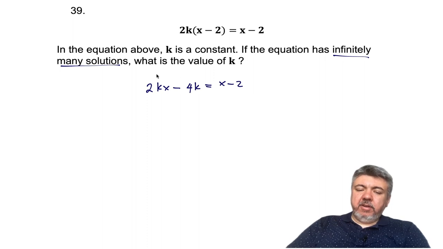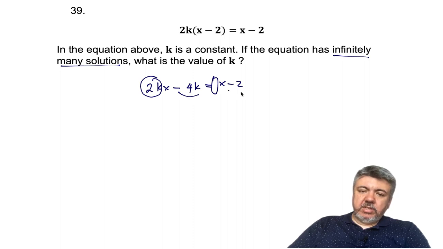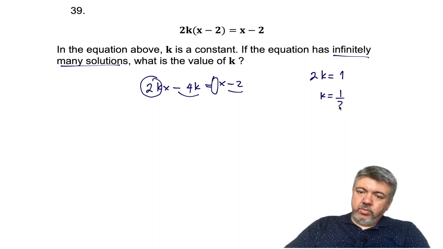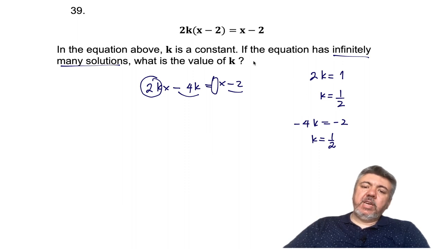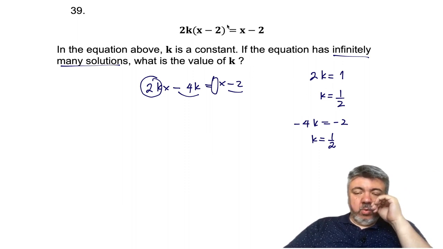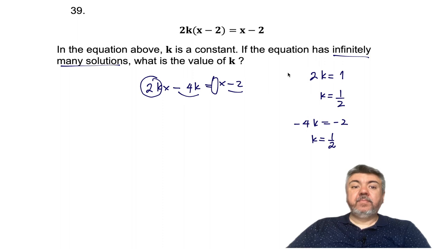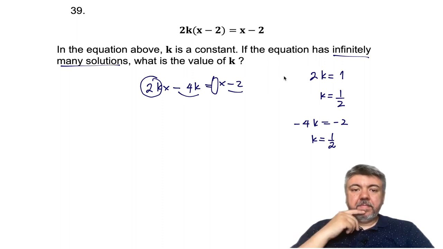The idea here is to make the coefficients of x equal and make the constants equal. Like 2k equals 1, k is 1 over 2. So minus 4k equals negative 2, k is 1 over 2. That's going to work. So when k is 1 over 2, this equation has infinitely many solutions, my friends.